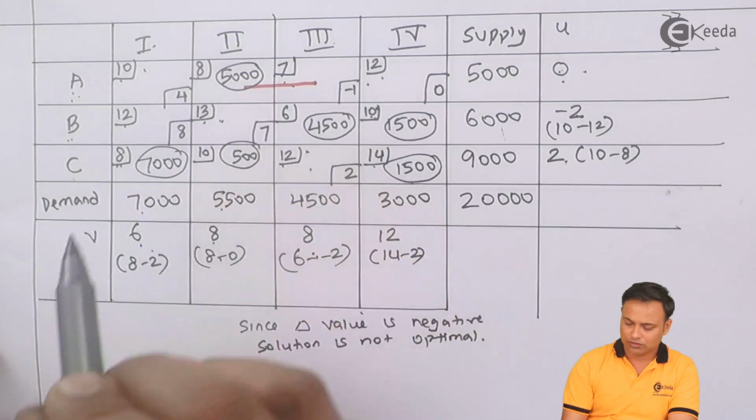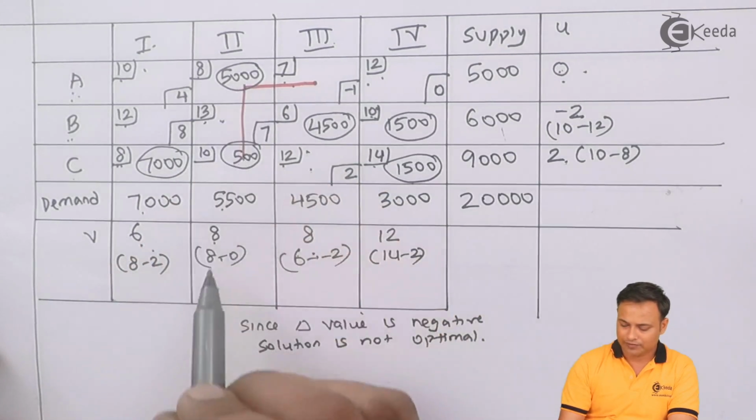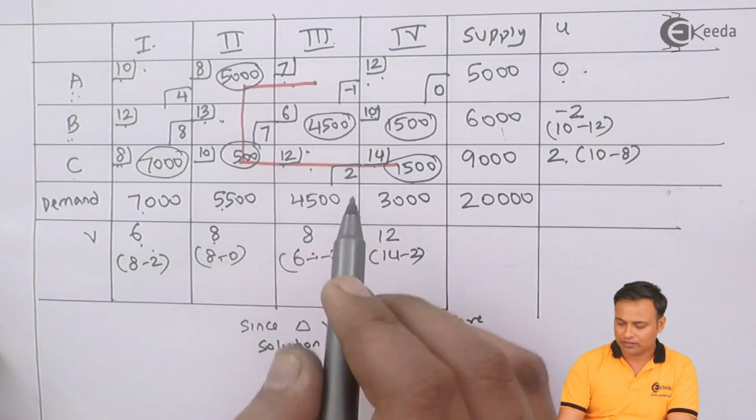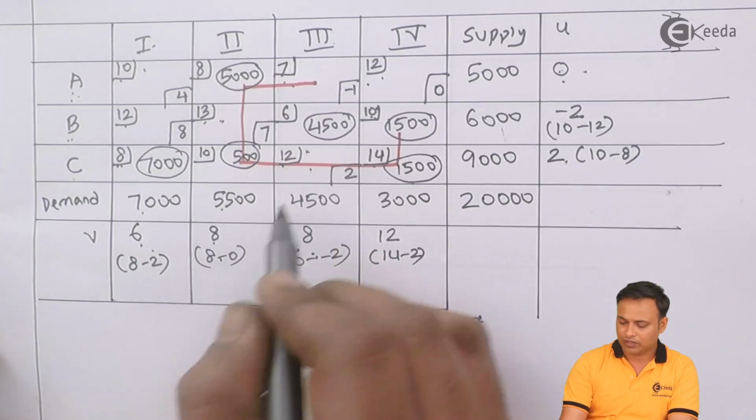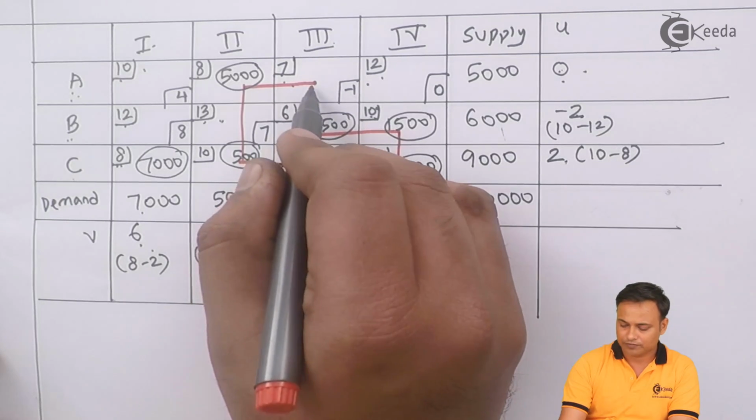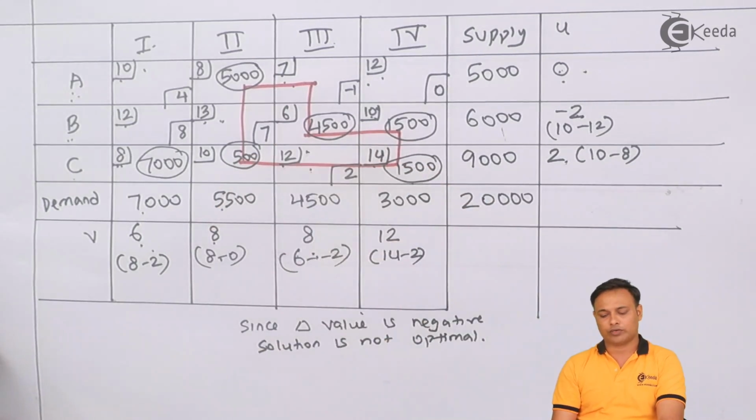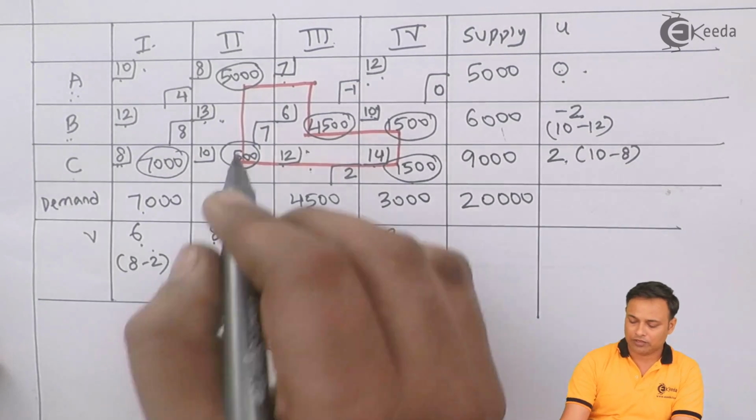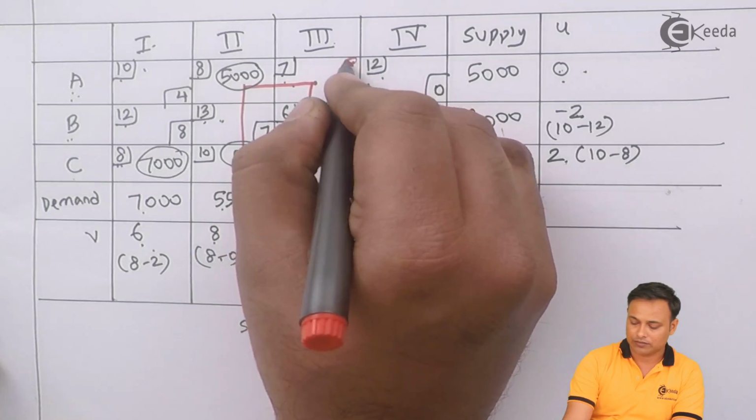I'll go to 5000. I'll go to 500. I'll go to 1500. I'll go to 1500. I'll go to 4500, and I will be back to the same point. So we started from this point, unoccupied cell.